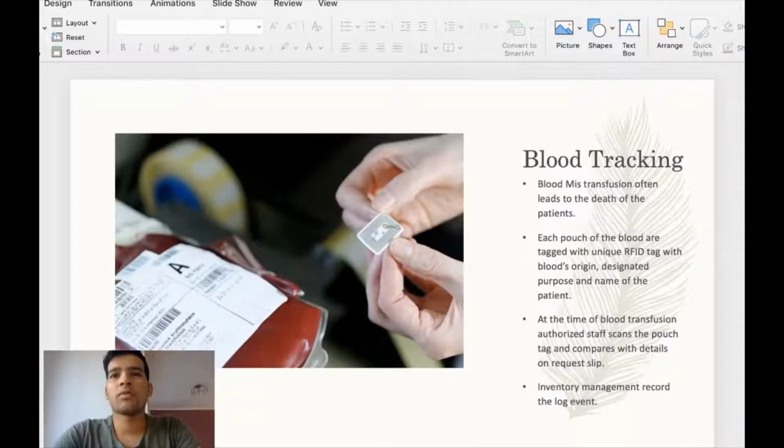Lastly, blood tracking is another application of RFID technology in hospitals. Blood transfusion errors are a serious and common type of problem in many hospitals, and are not acceptable by any chance. This type of medical error often leads to the death of patients and serious injuries.